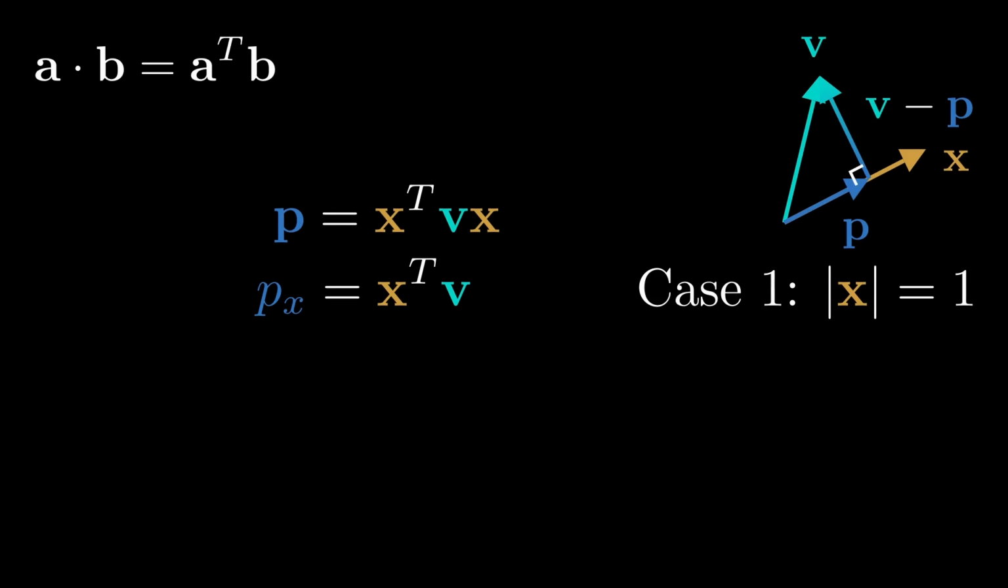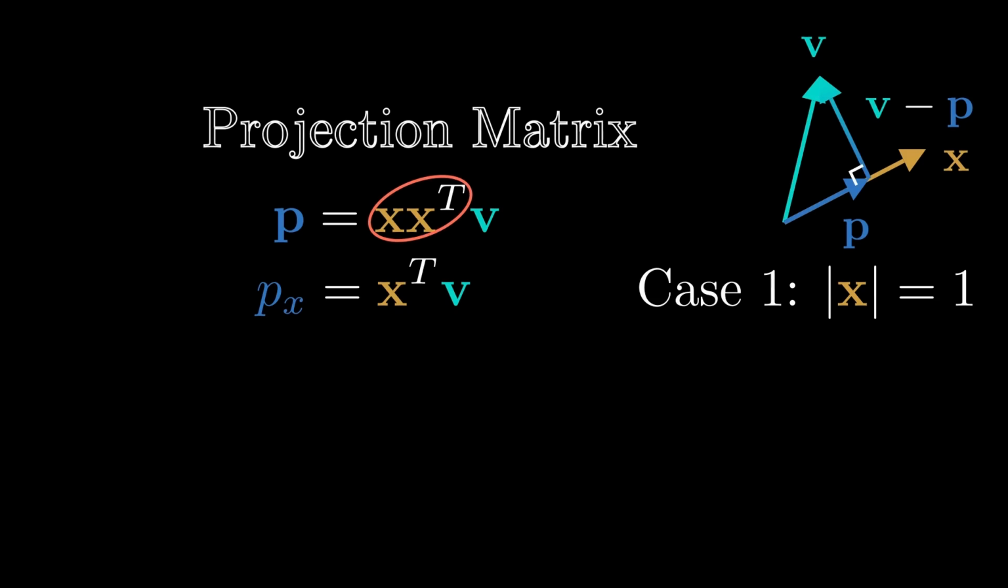So the component of the projection along x becomes P sub x equals x transpose matrix multiplied by V. And the full vector P equals x transpose times V times x. X transpose times V is just a number, so we are free to rearrange this equation a bit into P equals x x transpose V. This is cool because it's giving us our first projection matrix as x x transpose.